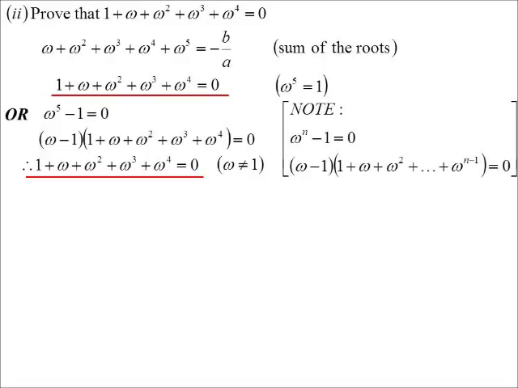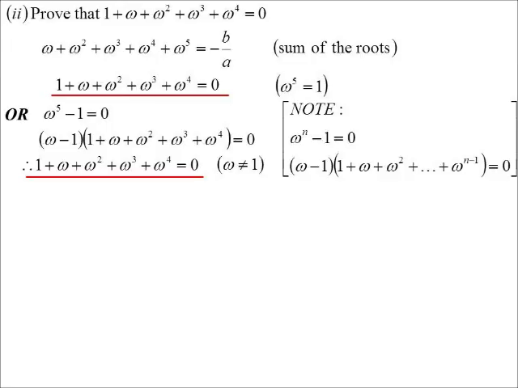Here's another way. There's our equation, omega to the power of 5 minus 1 is equal to 0. I could factorise that. Remember our a to the power of n minus b to the power of n idea. It would factorise to be omega minus 1 outside of 1 plus omega squared plus omega cubed plus omega to the 4. So either omega minus 1 equals 0. Well, if that's true, omega is equal to 1. But we said omega was a complex root. It wasn't equal to 1. So omega minus 1 can't equal 0. Therefore, the other one must equal 0. So there we go. We prove it that way.